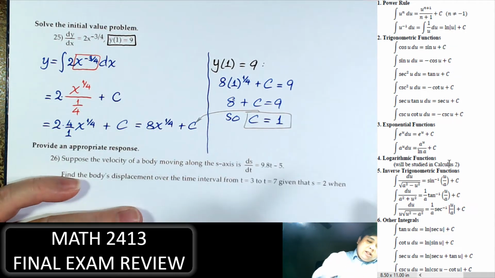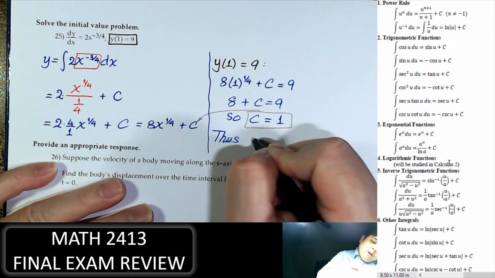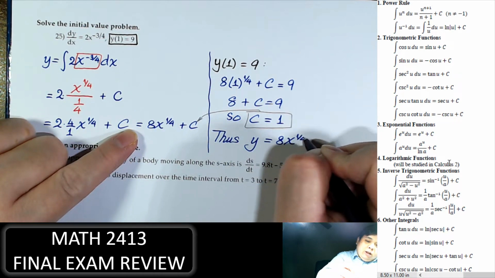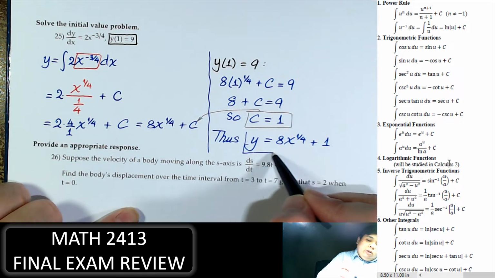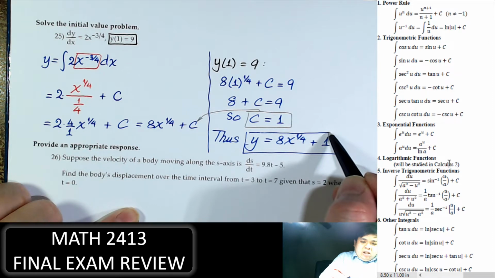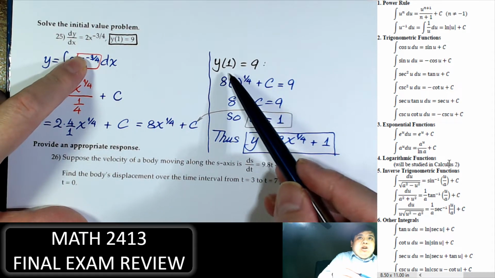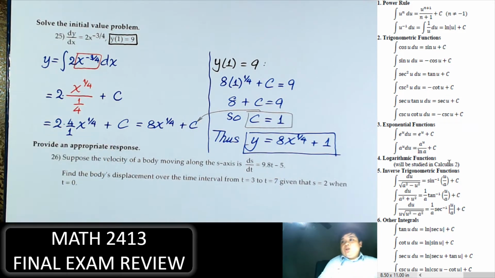Substitute into this c, thus y equals 8x to the 1/4 plus c, which is 1. So that is the solution to this initial value problem. So we just integrate, undo the derivative, and we use the condition to solve for c. And when we substitute back for c, we have the solution.